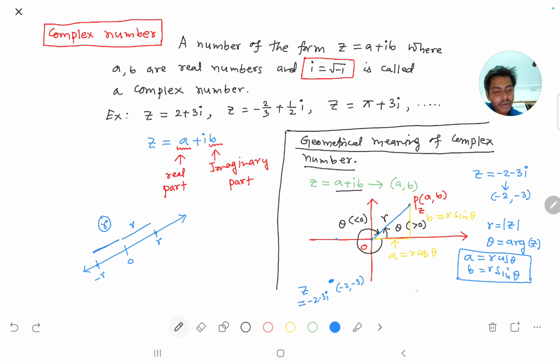Now see, if we square both sides, then what should we get? We get a square plus b square, so basically we get r square times cosine square theta plus sine square theta. So we'll get r square equal to a square plus b square. Then we have r equal to square root of a square plus b square.